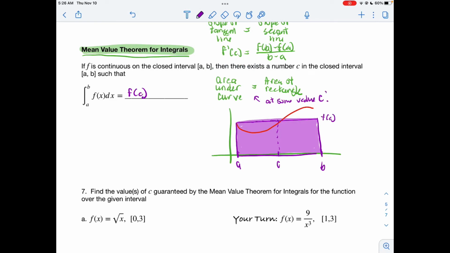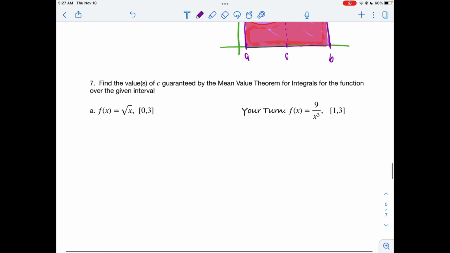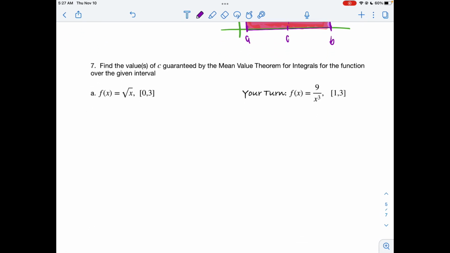So the height of this rectangle is f of c. The width is b minus a, the subtraction of our endpoints. That formula is length times width, or the area of the rectangle at that value c, and that is equal to the area under the curve from a to b, which is the integral from a to b of f of x dx. This is your mean value theorem for integrals formula. And it's saying that if the purple area and this red area are equivalent at some value c somewhere in that interval. And then, of course, we'll be working on finding that c value. So what I've just highlighted in yellow is our interval, our mean value theorem of calculus.